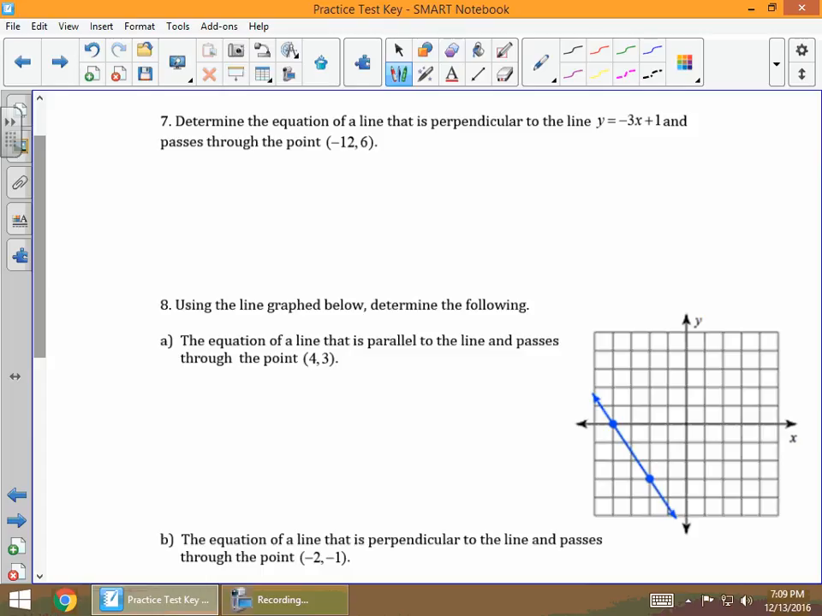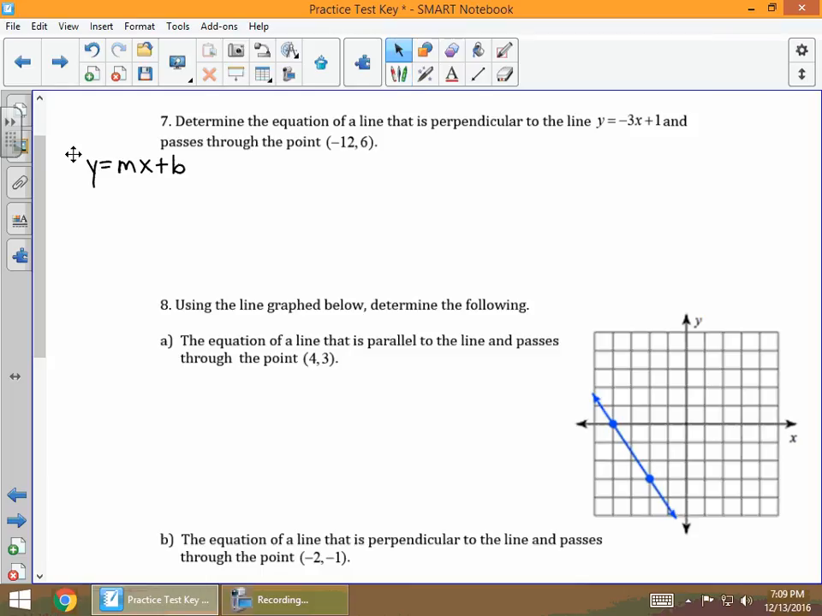So number 7, again, you're going to notice the pattern here. I'm going to keep doing a lot of the same stuff over and over. Y equals mx plus b being the big part of this. I need to find m and I need to find b. So these are kind of my two big things that I'm looking for. It says determine the equation of a line that is perpendicular to this line.